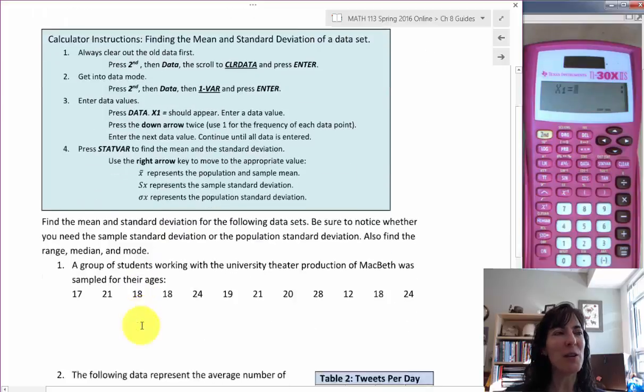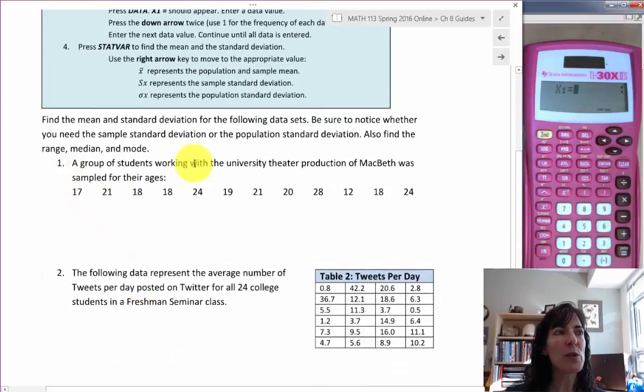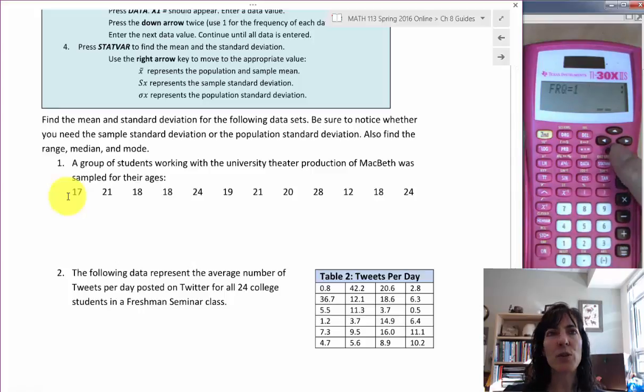A group of students working with the University Theater production of Macbeth was sampled for their ages, and here's their ages. So I'm going to just start putting them into my calculator right away. It says x sub 1 equals, well, it looks like it's a 17. And then I'll do a down arrow.